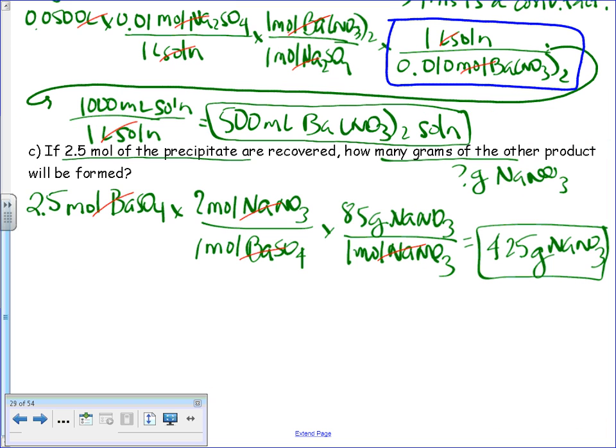This one was probably, if you got stuck on B, you should have dropped down to part C, because you totally could do this one. This one's not really new at all. It's moles, and then where did we get this ratio?